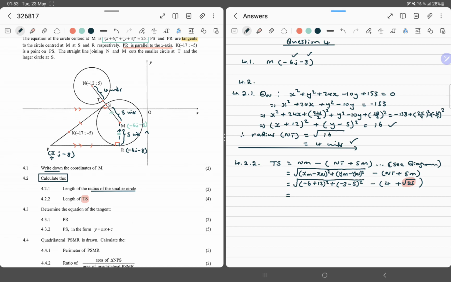So we're sorting things out. Yeah? So this one gives us just 1 unit.